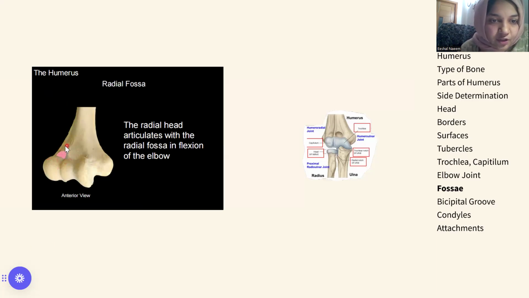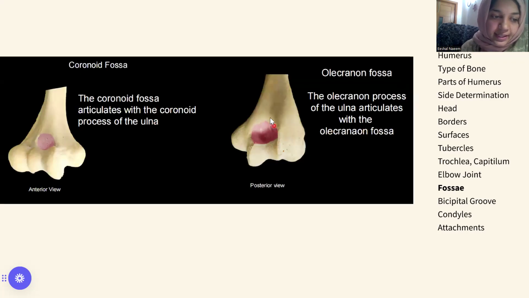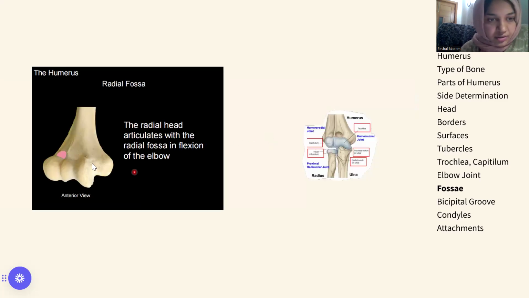So what is the radial fossa doing? The radial fossa is located anteriorly and laterally. I told you whenever we're talking about the radius, we're talking about it being lateral, right? So the radial fossa located anteriorly and laterally accommodates the head of the radius, and the olecranon fossa we've done is present here posteriorly, and receives the olecranon process of the ulna during elbow extension, right? This is the radial fossa that articulates with the radial head of the bone in flexion of the elbow.